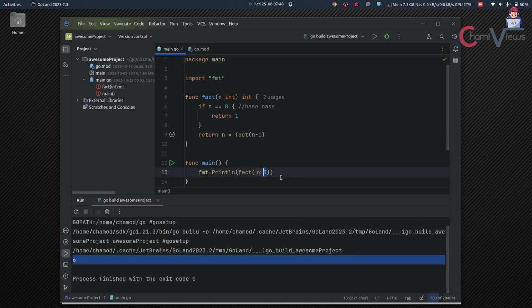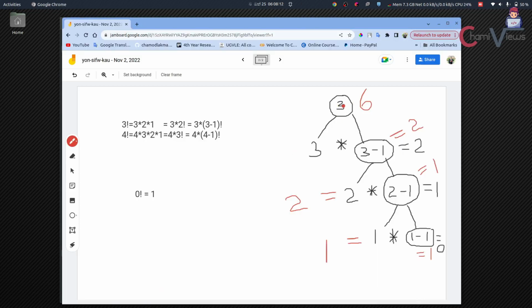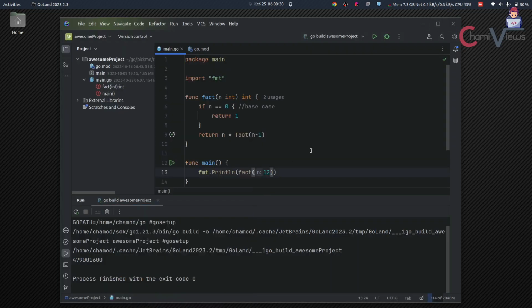You can put any number here, then you can check the output. Please keep practicing this, because if you are learning recursion for the first time, it is very hard to understand, but you can draw it this way with multiple numbers, and draw this kind of graph. Then you can get a clear understanding about how recursion works. Hope you have learned new things.